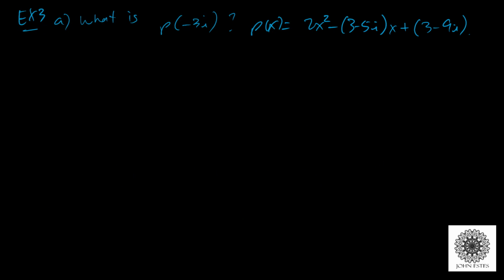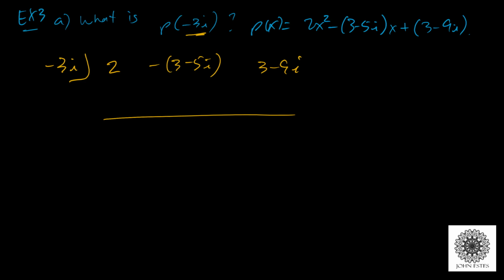Okay, so for part a, you said, what is p of negative 3i? Okay, so we're doing complex numbers. And here we have p of x equals 2x squared plus (3 minus 5i)x plus (3 minus 9i), and we're trying to figure out what this function value is. Okay, so I'm going to do synthetic division. I'm going to write negative 3i there. Across the top, I'm going to write my coefficients: 2, 3 minus 5i, and 3 minus 9i. Alright, and now I'm just going to do synthetic division. It looks a little bit different because we have complex numbers here.